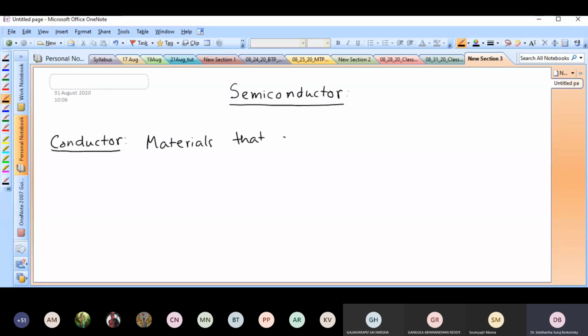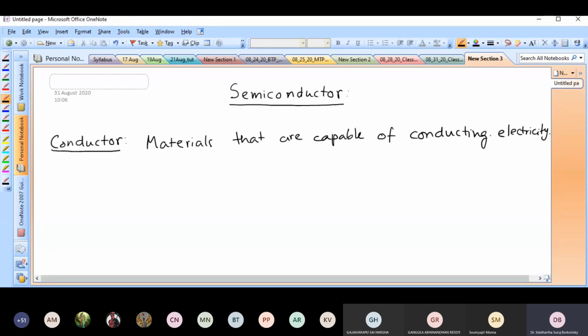that are capable of conducting electricity. So what do we mean by capable of conducting electricity? That means if you have a conducting wire, and you connect a voltage source to this wire, then a current starts flowing, right? This is what we normally visualize when we talk about a conductor.